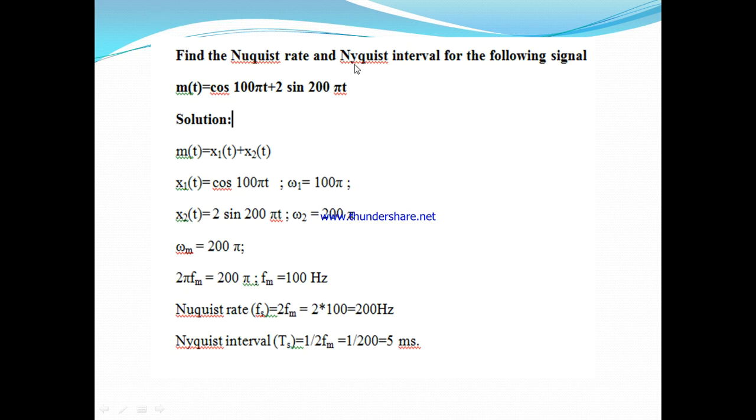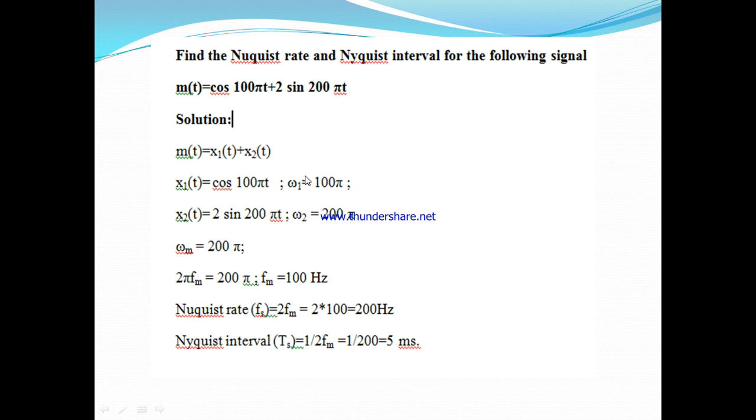Next, find the Nyquist rate and Nyquist interval for the following signal. Here m of t equal to cos 100 pi t plus 2 sin 200 pi t. So m of t, the message signal, is x1 of t plus x2 of t. x1 of t equal to cos 100 pi t, so we take omega 1 equal to 100 pi. And x2 of t equal to 2 sin 200 pi t, so omega 2 equal to 200 pi.